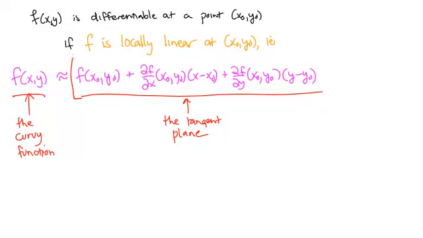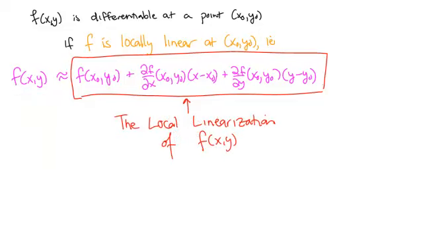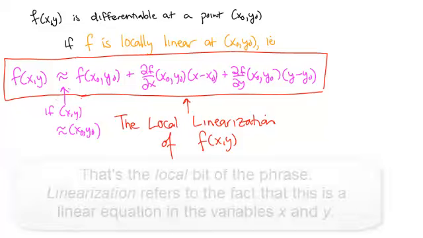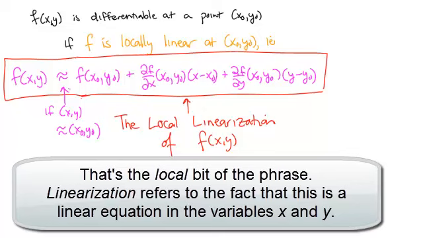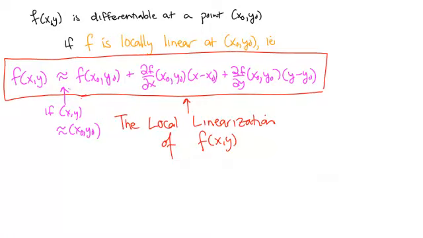This expression right here is sometimes called the local linearization of f of x, y, because this approximation is only valid if the point x, y is pretty close to x naught, y naught. It's an up close and personal sort of statement. There is one thing to take away from this, though: the only way for you to be differentiable is to have partial derivatives. But our example shows that just having partial derivatives by themselves is not enough.